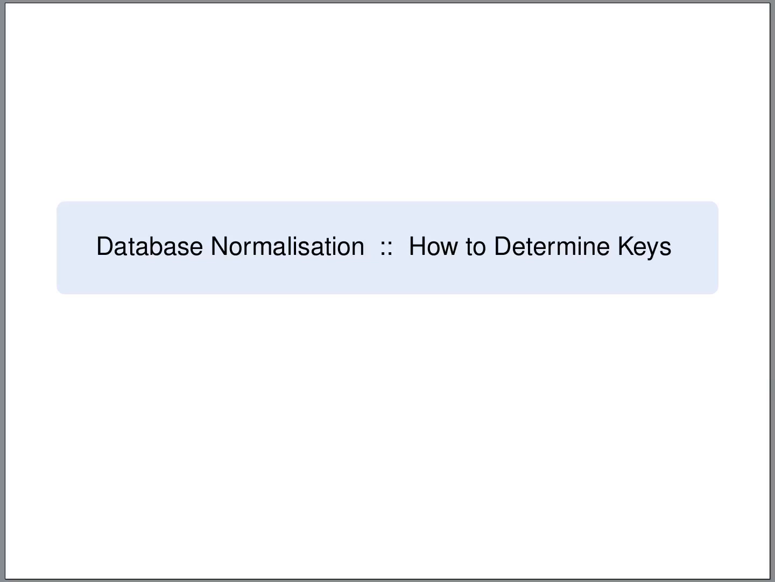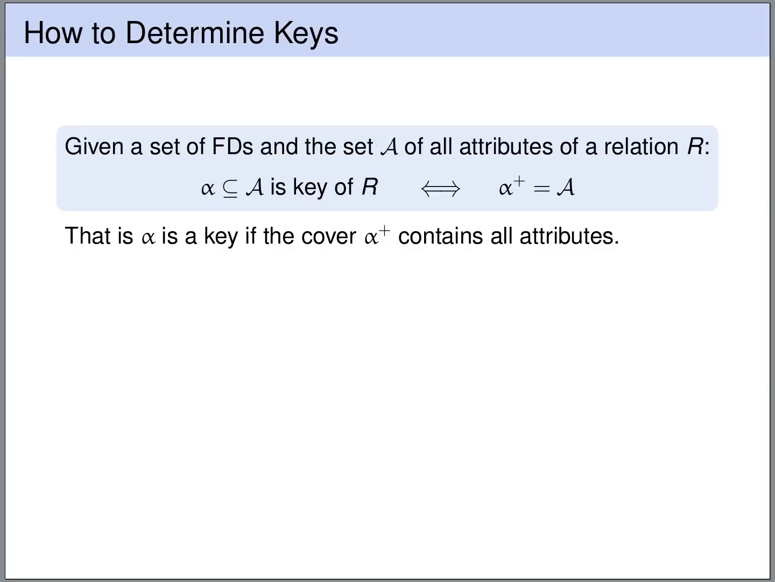Given a set of functional dependencies, we can compute all the keys of a relation. Now we are looking at the relation R with a set of attributes A, and we have the functional dependencies for the relation R. Then a set of attributes alpha is a key of the relation R if and only if the cover of alpha is equal to the set of all attributes of R. So the cover of alpha, remember, is all the attributes uniquely determined by alpha. So if alpha uniquely determines all the attributes of R, then this is a key.